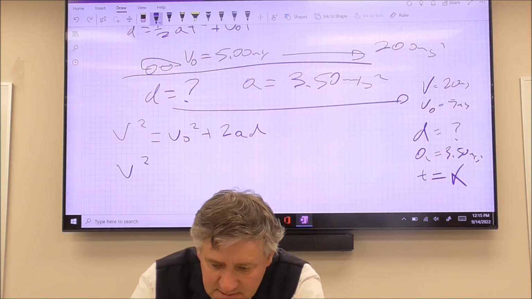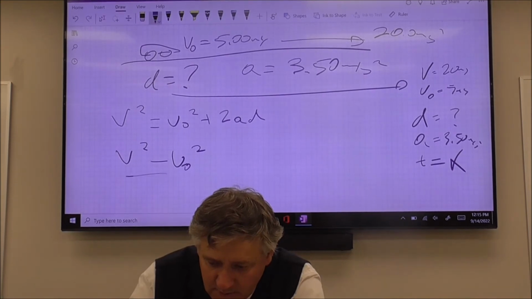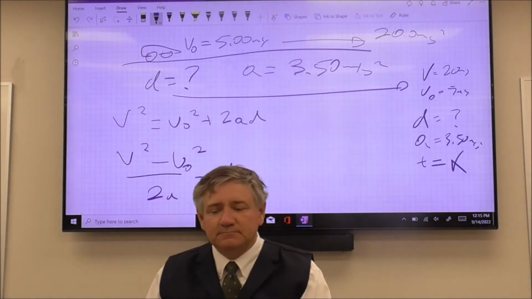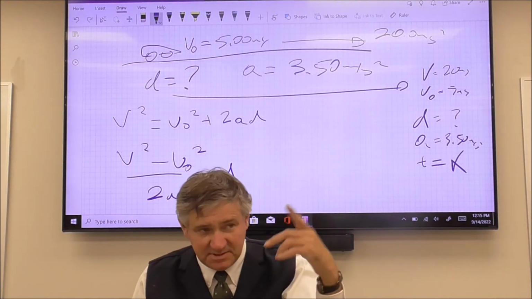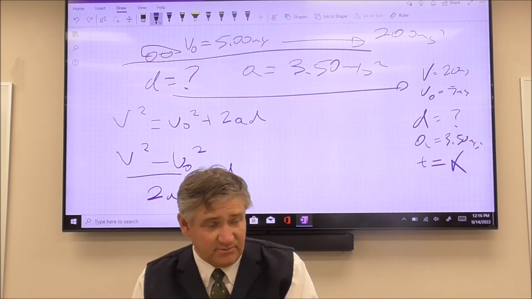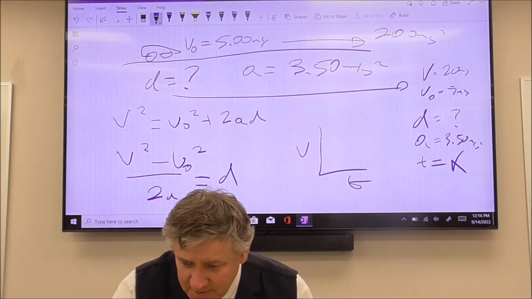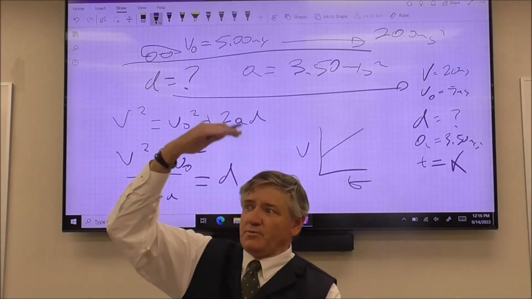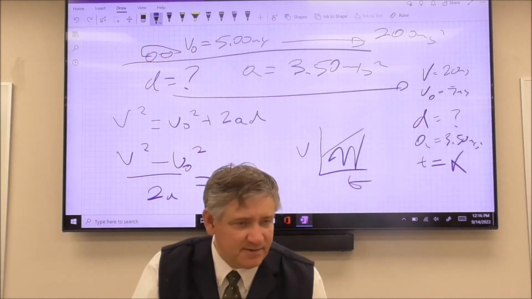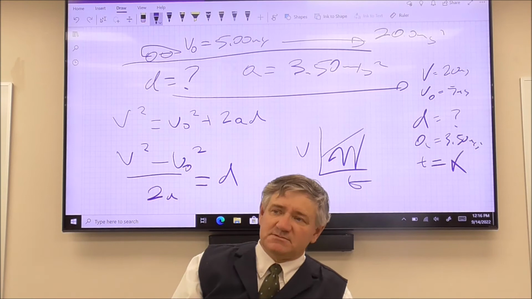B squared minus B naught squared, divided by 2A. That's it. There's my distance. Now, here's the deal. Do you think your displacement's going to be a positive or negative number? Positive, right? On this velocity, if you were to draw a velocity time graph, you're going from one positive velocity to a bigger positive velocity, and that area is going to be a positive number, okay? You know your displacement's going to be positive.